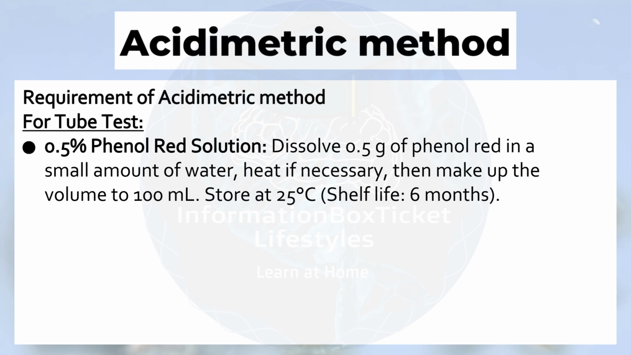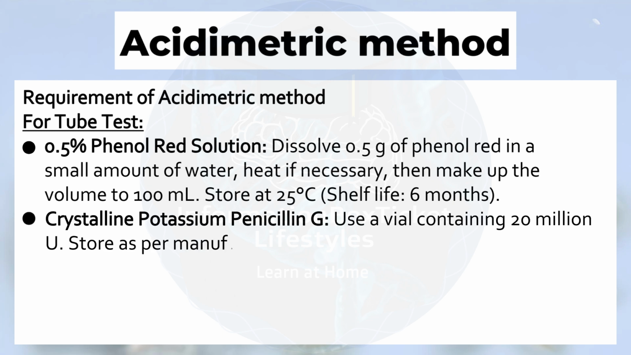0.5% phenol red solution: dissolve 0.5 grams of phenol red in a small amount of water. Heat if necessary, then make up the volume to 100 milliliters. Store at 25 degrees Celsius. Shelf life, 6 months. Crystalline potassium penicillin G: use a vial containing 20 million units. Store as per manufacturer's instructions.